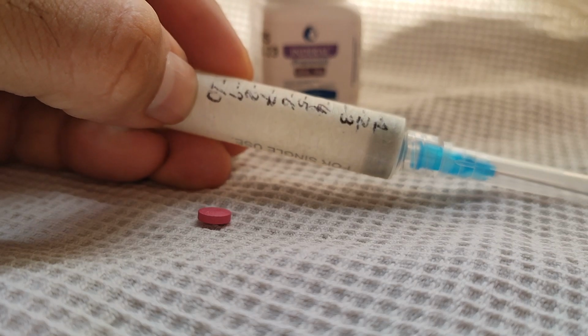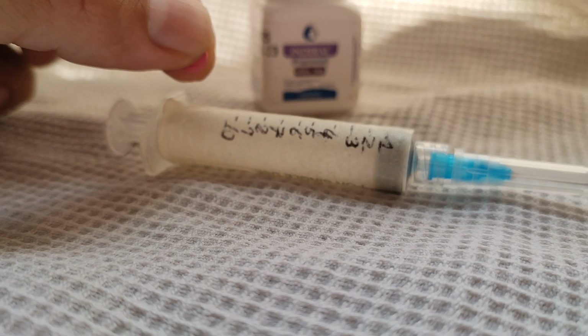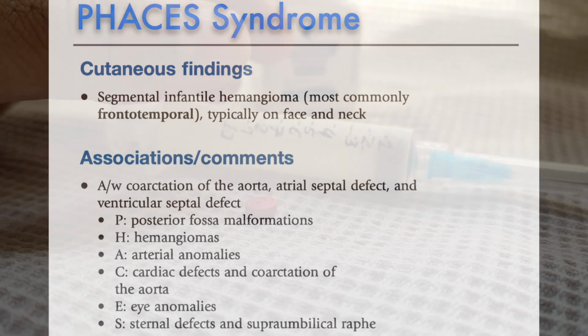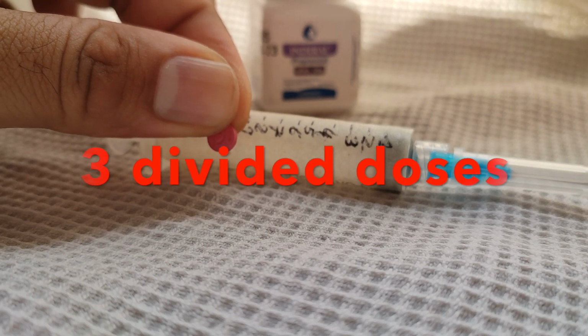Remember, the dose of propranolol is basically 1 milligram per kilogram per day, and Rook's Textbook of Dermatology says that we can increase it to 2 milligram per kilogram per day in the next week. If the patient has PHACES syndrome (posterior fossa malformation, giant hemangioma, arterial and cardiac abnormalities, eye abnormalities, and sternal cleft), or you suspect PHACES syndrome, then the dose would be 0.5 milligram per kilogram per day.